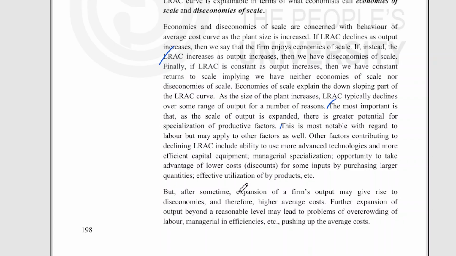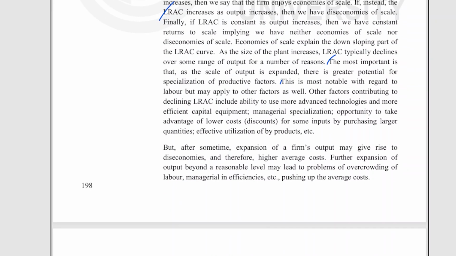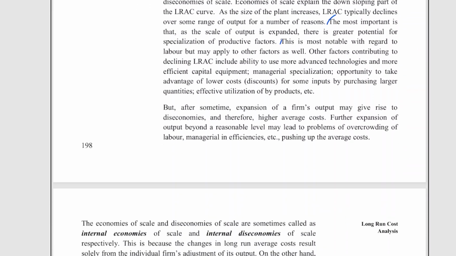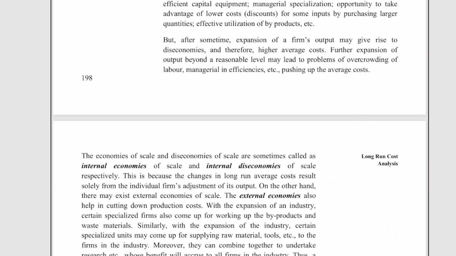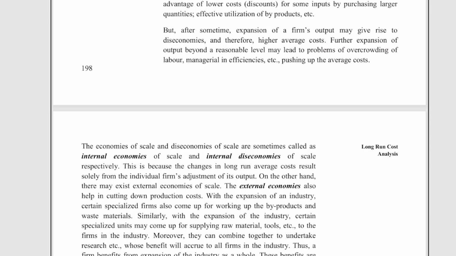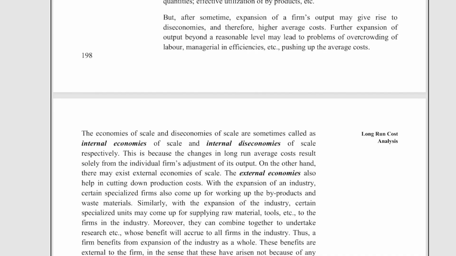Other factors contributing to declining LRAC include the ability to use more advanced technologies and more efficient capital equipment, managerial specialization, the opportunity to take advantage of lower costs, that is discounts for some inputs by purchasing larger quantities, effective utilization of byproducts, etc. But after some time, expansion of a firm's output may give rise to diseconomies and therefore higher average cost. Further expansion of output beyond a reasonable level may lead to problems of overcrowding of labor, managerial inefficiencies, etc., pushing up the average cost.